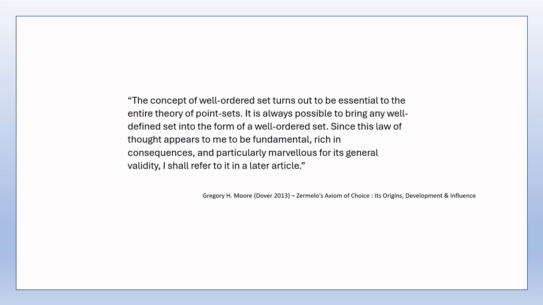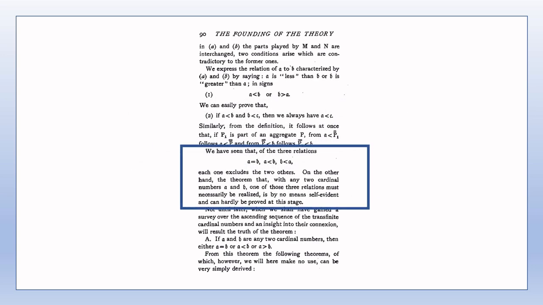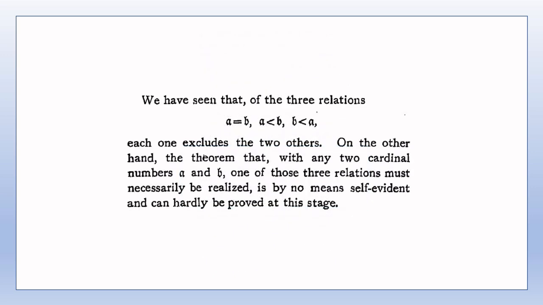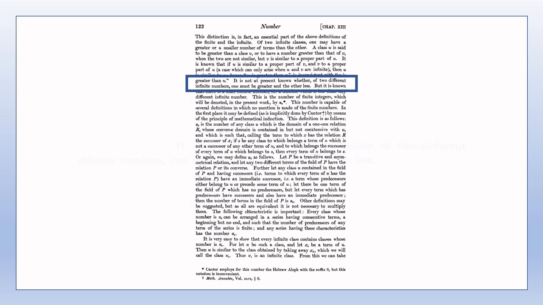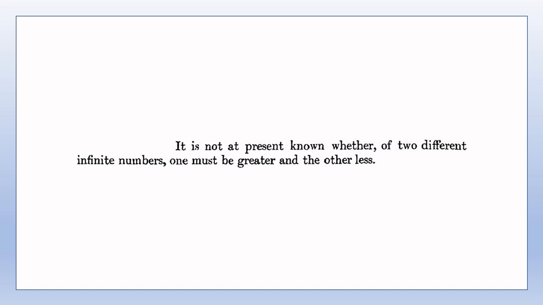This indicates that at the time of writing, Cantor believed the well-ordering principle to be a self-evident law of thought, and in section 2 of Cantor's 1895 work, we see some comments on the trichotomy of cardinals. The theorem that, with any two cardinal numbers a and b, one of those three relations, equality, less than, or greater than, must necessarily be realized, is by no means self-evident and can hardly be proved at this stage. And also in Russell's Principles of Mathematics, again in section 118: it is not at present known whether, of two different infinite numbers, one must be greater and the other less.